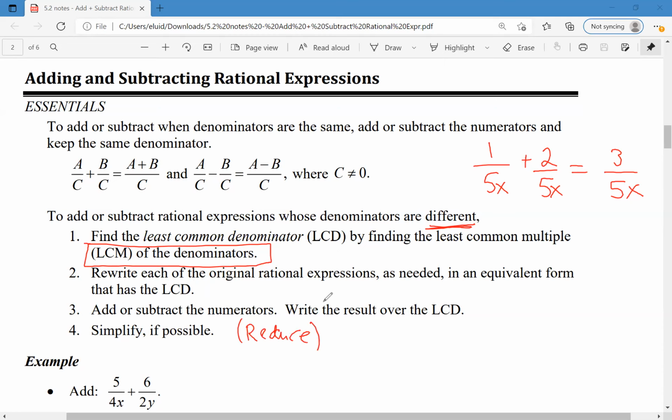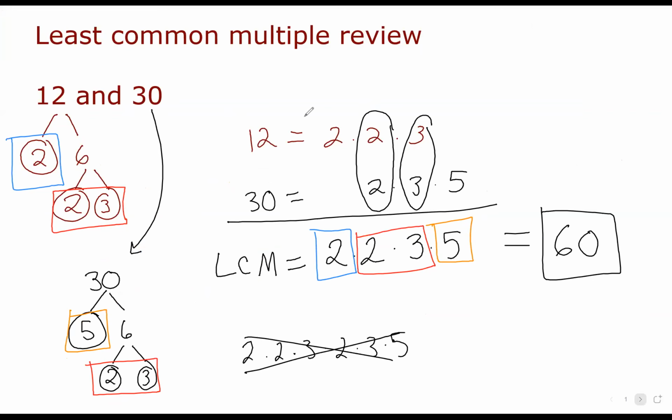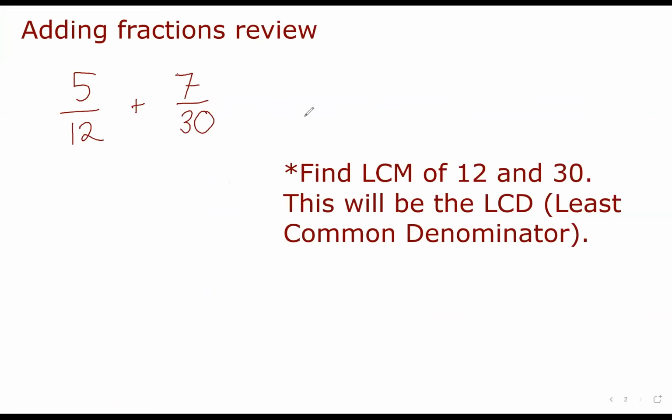Okay, so I am going to switch us back to that whiteboard screen and do a quick review of just regular old how to add fractions with unlike denominators, because we have to be comfortable with that before we move on to these harder variable problems. So here's a quick recap, adding fractions review. I have 5 over 12 plus 7 over 30.